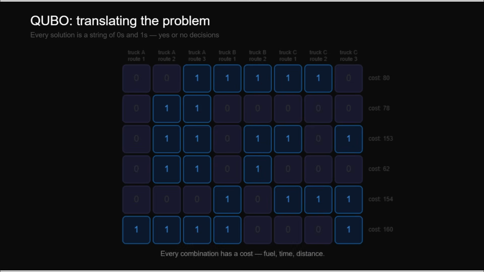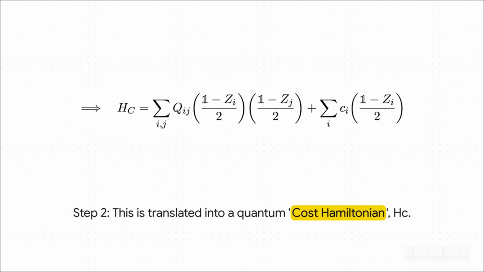The entire goal of this whole process is just to find the combination of zeros and ones that make that final cost as low as possible. And now we translate it again, this time for the quantum chip. This is called the cost Hamiltonian. It's the exact same problem, just written in the language of quantum physics.